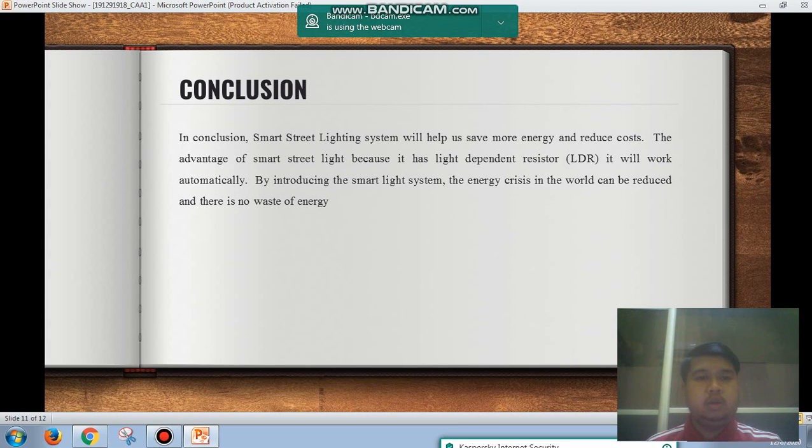Okay, conclusion. In conclusion, the smart street lighting system will help us save more energy and reduce costs. The advantage of the smart street light is that it has a light dependent resistor, LDR.